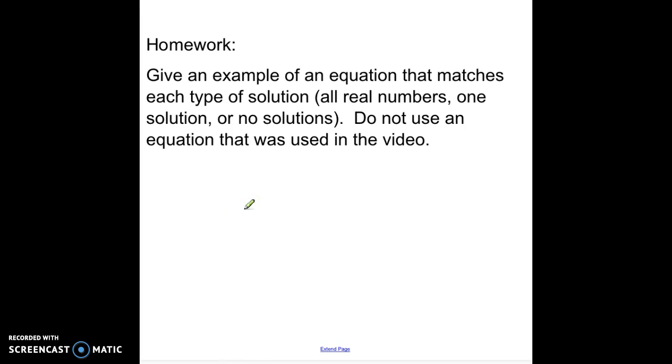For your homework tonight, you have to come up with 3 of your own equations. You're going to make one per type. So make an equation that has an answer that would be all real numbers, an equation that has one solution, and an equation that has no solutions. You do not actually have to work these out. I would use the tips on the last slide to help you out.